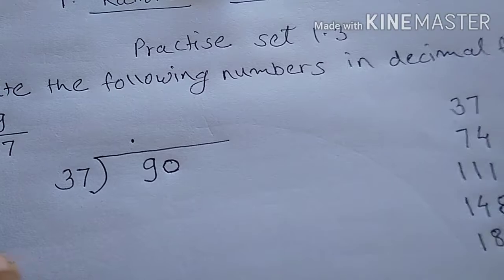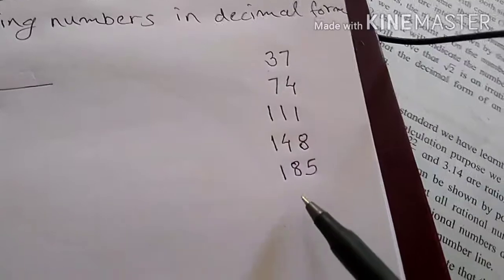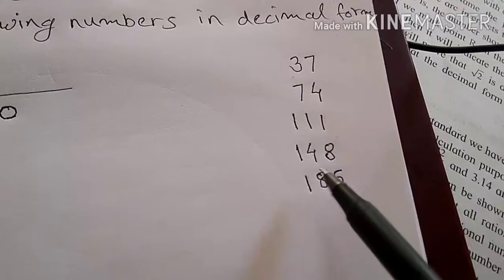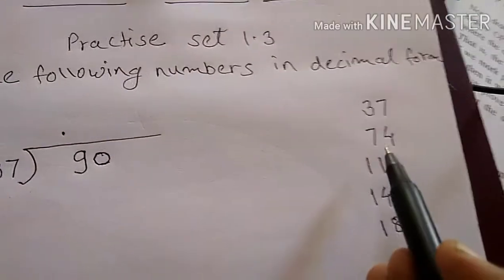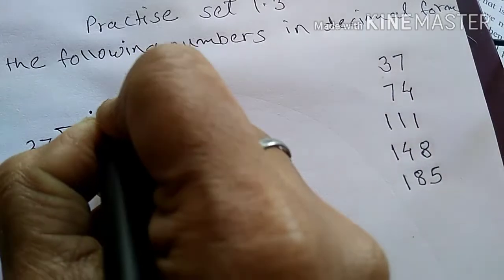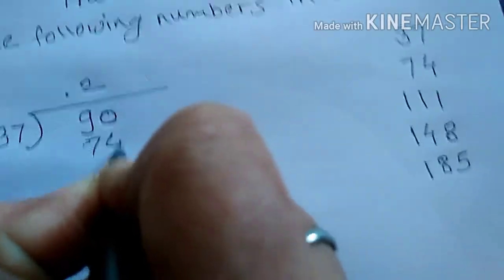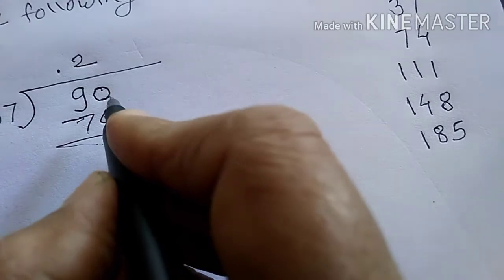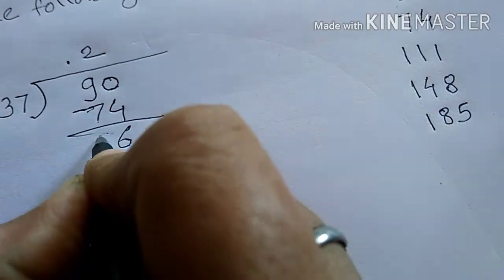Then we start the table of 37. Here I write the table of 37 up to 5. 37 ones are 37, 37 twos are 74, 37 threes are 111, 37 fours are 148 and 37 fives are 185. Here 90. So 37 into 2. First 37 into 2 is 74. 74 can be divided into 90. Subtract: 90 minus 74 is 16.